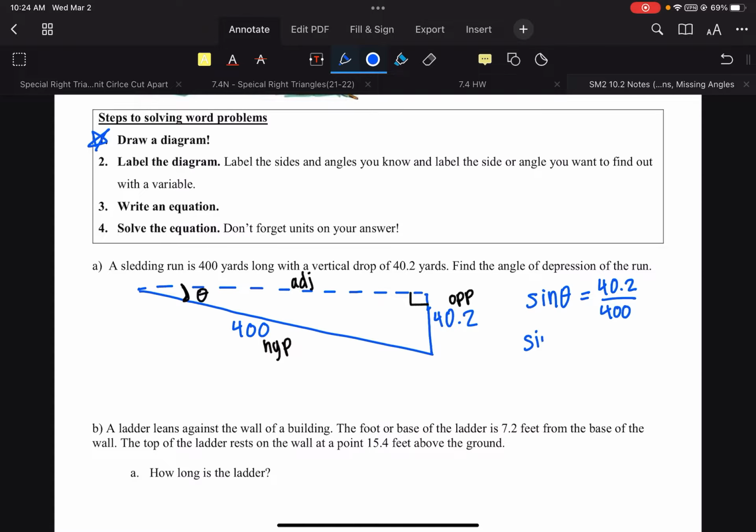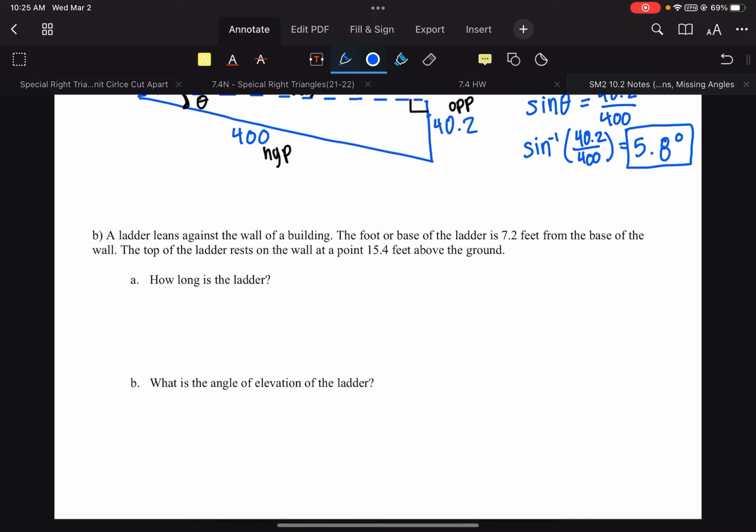So then in my calculator, I'm going to type in the inverse sine of 40.2 over 400. And let's see what I get. I get 5.8. Now remember, this is an angle, so it's 5.8 degrees. So the angle of depression of the sledding run is 5.8 degrees. Which is good. If you got a giant angle here, like 40 or something, that would probably be too steep of a hill for your sled to go down.